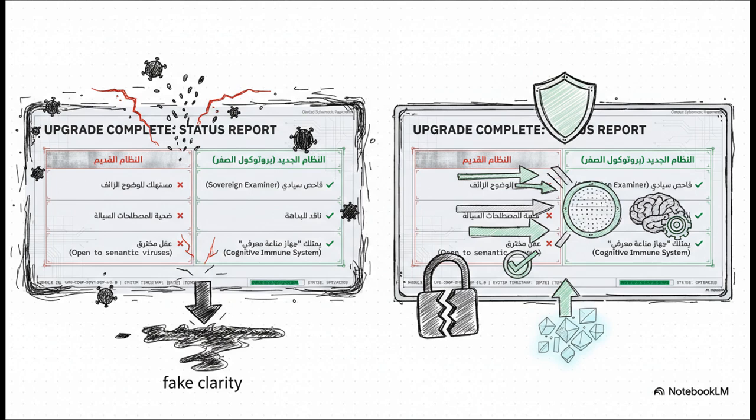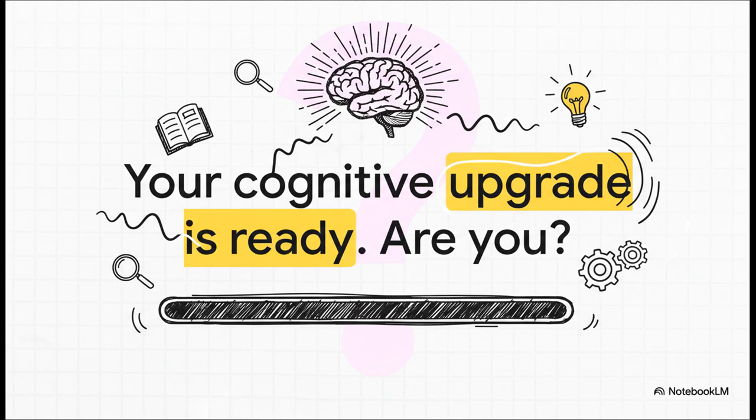You're now a sovereign examiner. You're not just a sponge for information anymore. You're equipped with a powerful cognitive immune system, actively and effectively telling the difference between healthy concepts and the ones that can do real harm. So, at the end of the day, Protocol Zero is offering a path to radical clarity and, well, intellectual self-ownership.